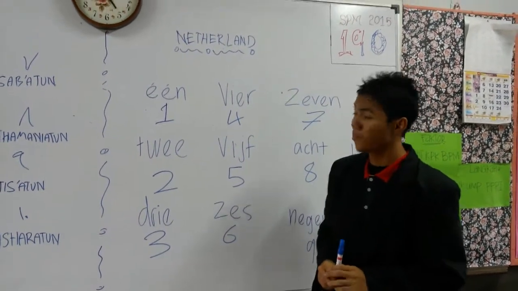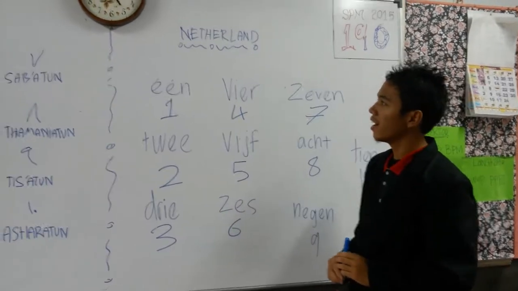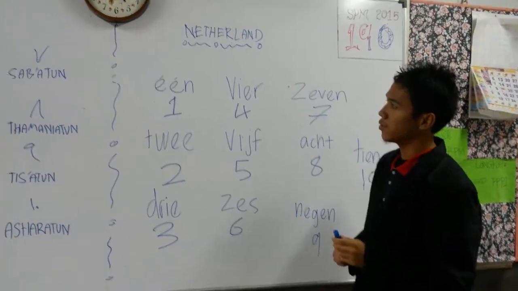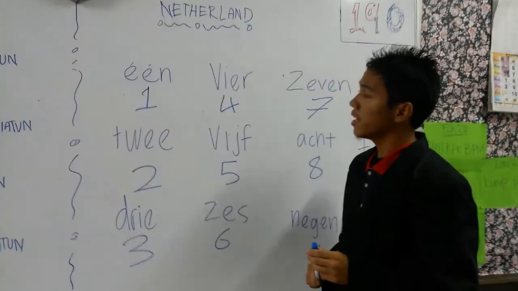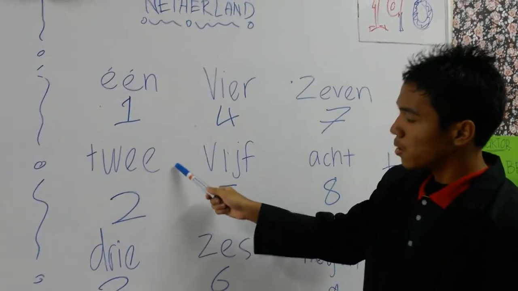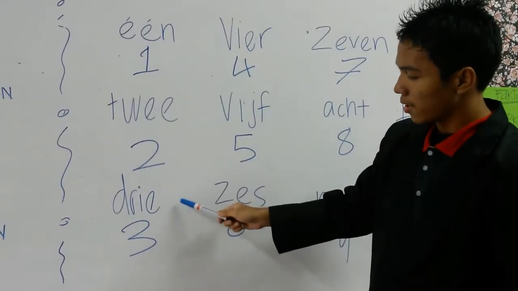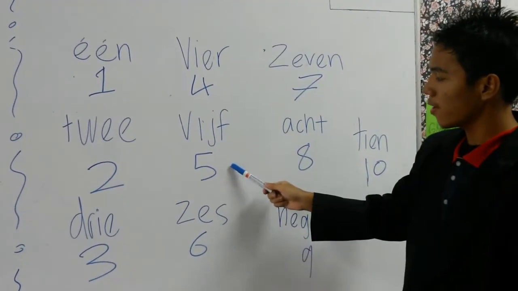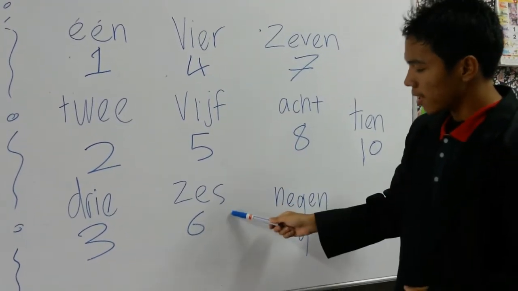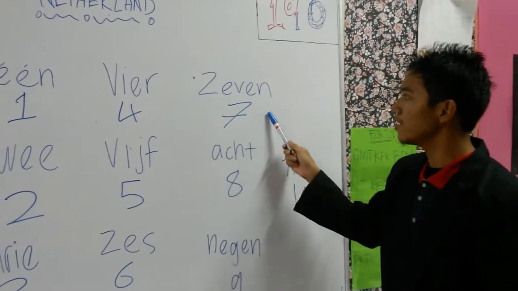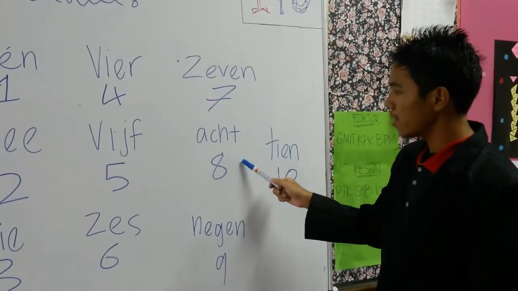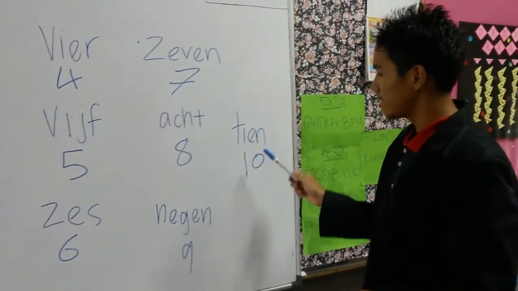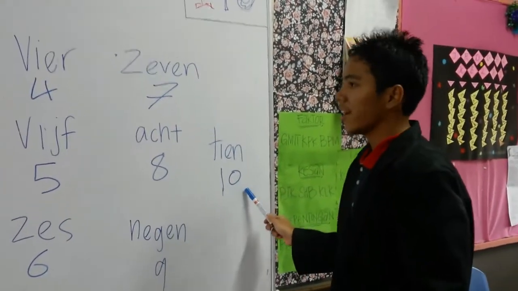How to say numbers in Dutch language? In this video, I want to teach you how to say numbers in Dutch. Number one, een. Number two, twee. Number three, drie. Number four, vier. Number five, vijf. Number six, zes. Number seven, zeven. Number eight, acht. Number nine, negen. Number 10, tien.